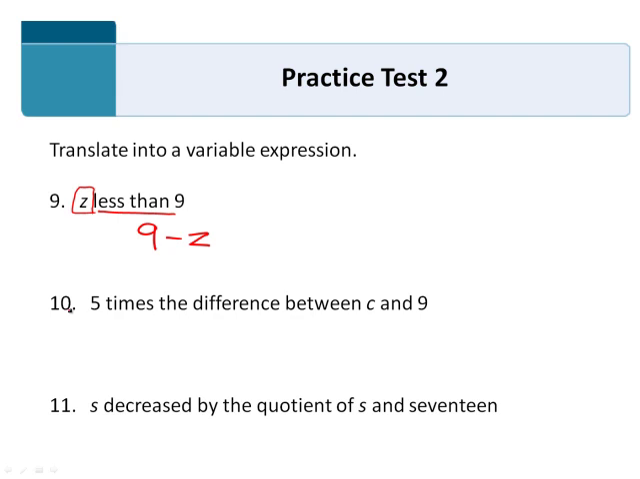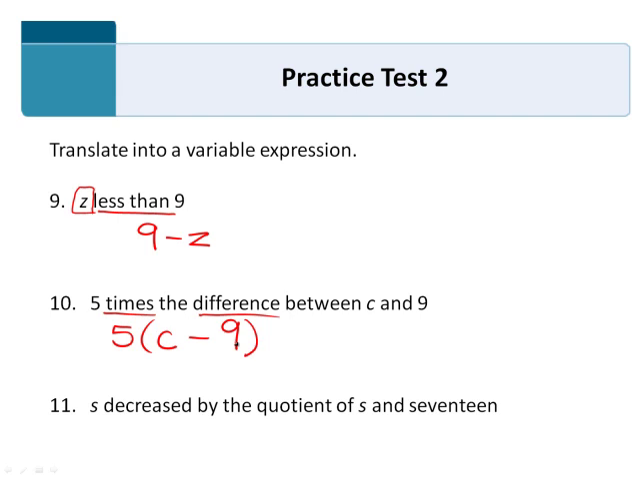Okay, number 10. 5 times the difference between c and 9. So we've got times and difference. So look at those first 4 words. 5 times the difference. So you have 5 and then parentheses, because you're multiplying by the whole difference. So you have to keep those parentheses in there to show that the difference is in that whole thing together. Okay, and remember, difference is subtraction between c and 9. So without the parentheses, that's wrong. So be really careful there.